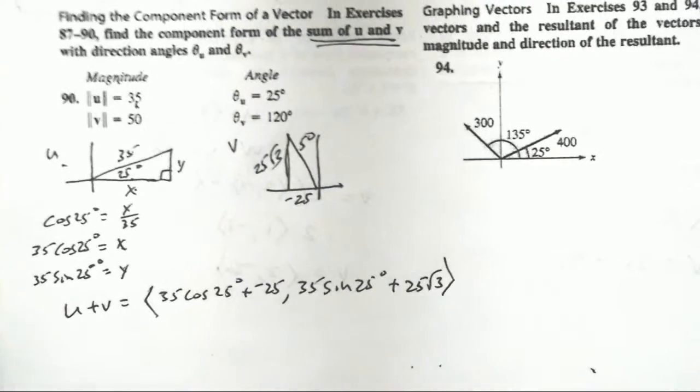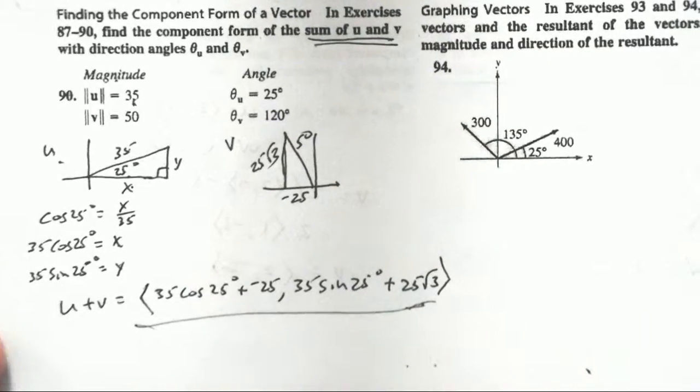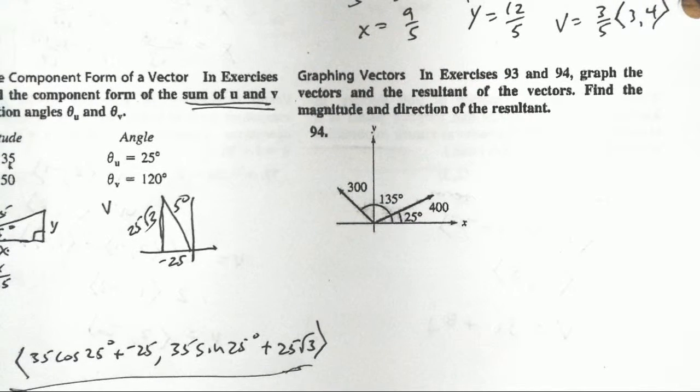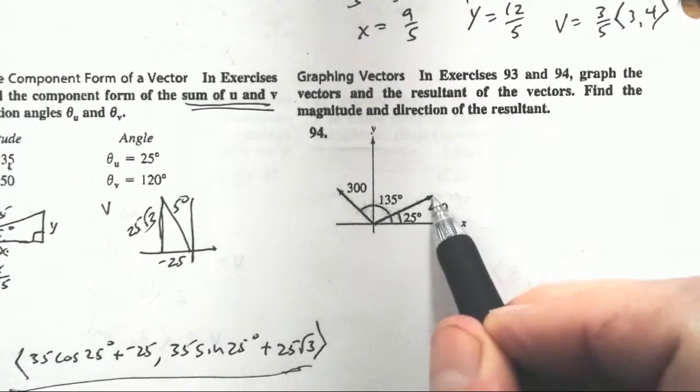As I said, I'm certain the back of the book would have that as a decimal, but this is the exact answer. All right, graph the vectors and the resultant of the vectors. Find the magnitude and the direction of the resultant. Resultant means we're going to put two vectors together, beginning to end, beginning to end.